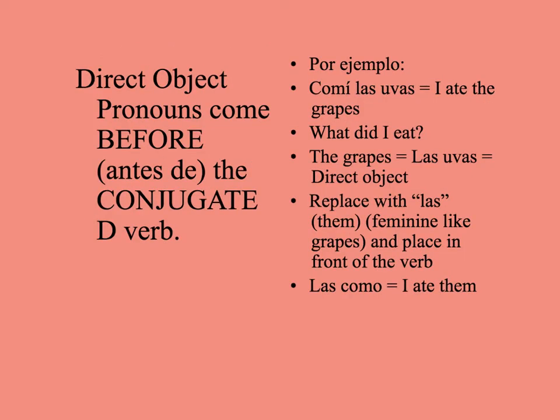Okay, direct object pronouns, this is super important, you may have noticed this in the previous example, they come before the conjugated verb. So, comí las uvas, I ate the grapes. Again, if you want to say I ate them, you have two ways to say it. Them can either be las or los. What did I eat? Oh, the grapes. So this is feminine, so I have to pick one that's feminine. That's why I'm going to go with las. When I rewrite my sentence, I put that in front. Las como. I ate them.